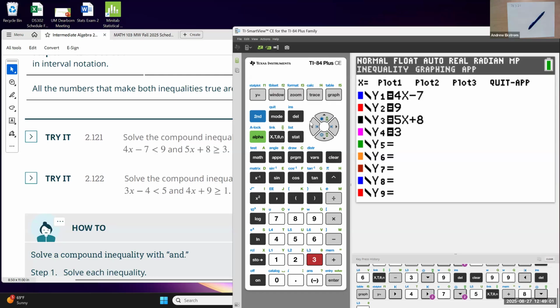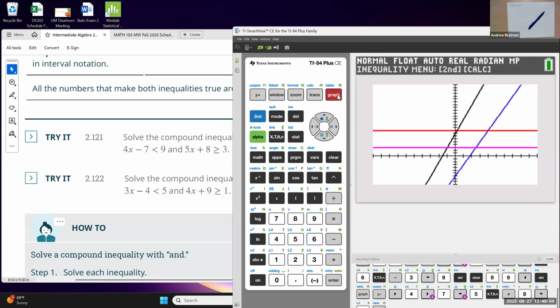So we can go ahead and graph these. And having it in color, doesn't that make it so much easier? So we know the blue line is 4x minus 7. The black line is 5x plus 8. We've got our two boundaries here. The red line here is for the blue. And it's saying we want everything that is less than 9.